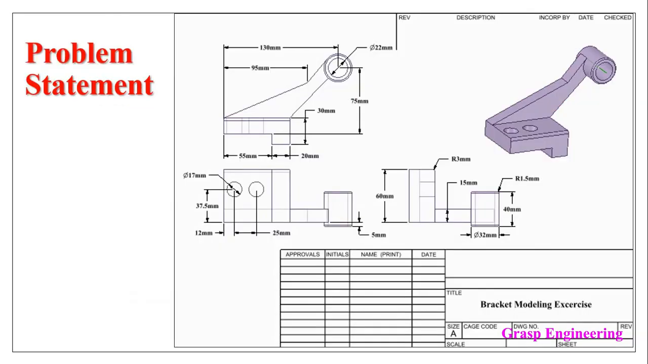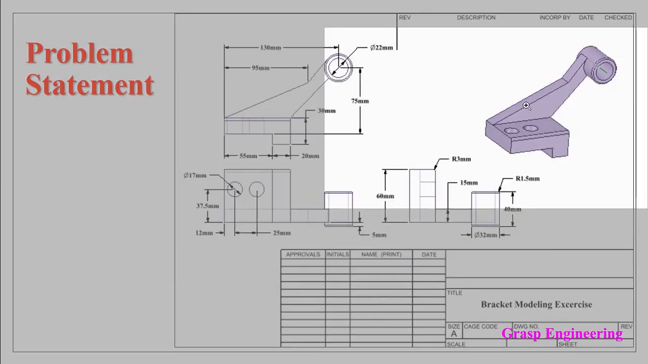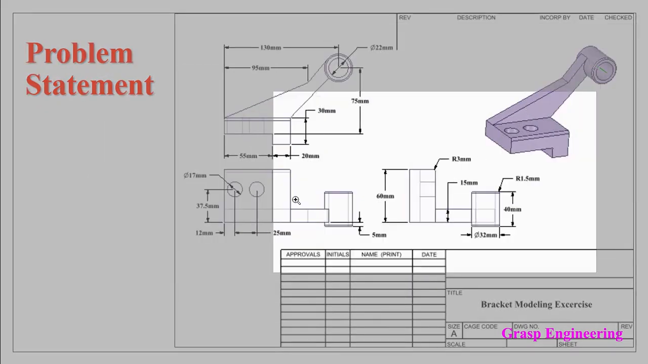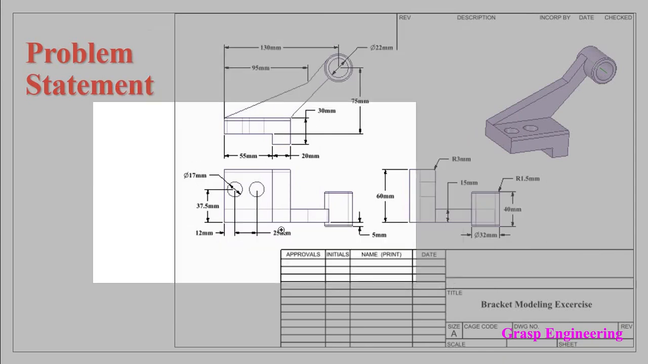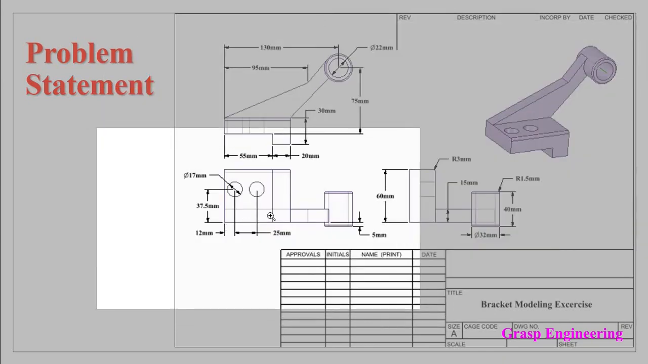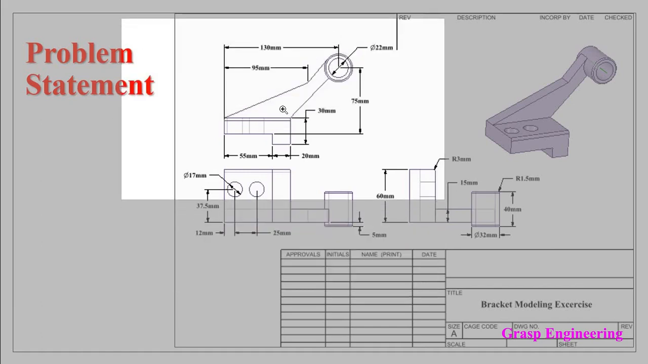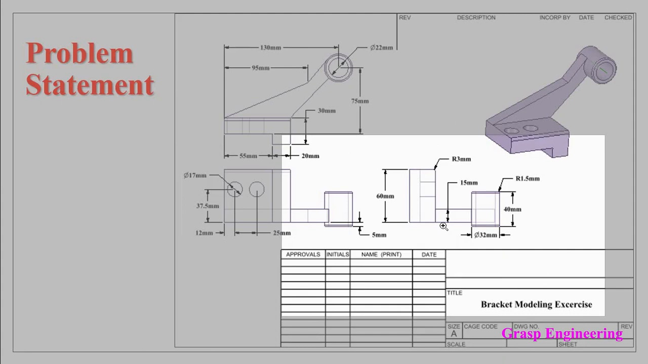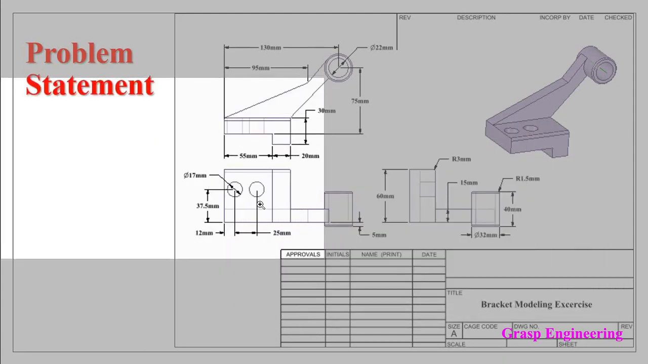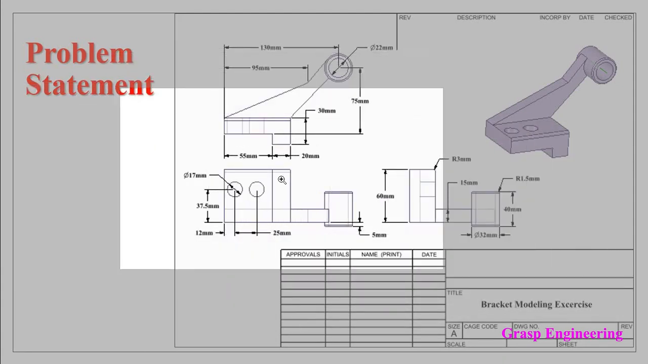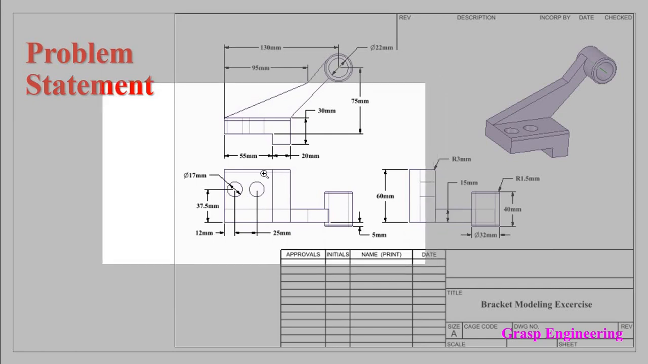So this slide represents our actual problem statement. If you see here, this is your 2D drawing, and this is our 3D model. With the help of these 2D drawings, we need to create a 3D model. This is your front view, this is your top view, and this is your side view. When we talk about front view and top view, these are the two views which will be more useful in order to create this respective geometry.